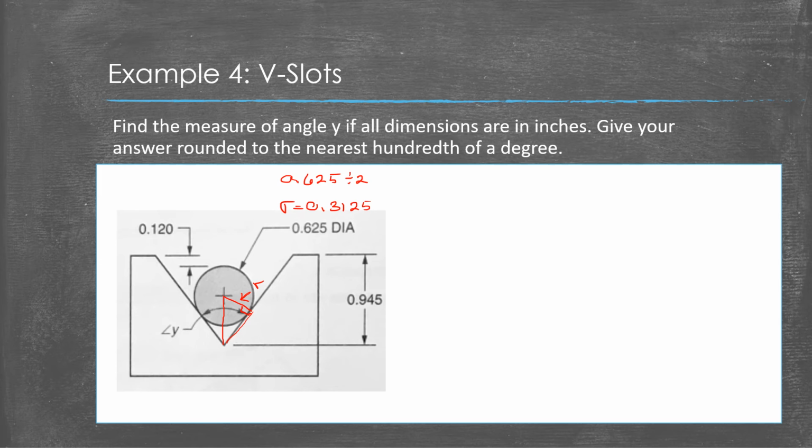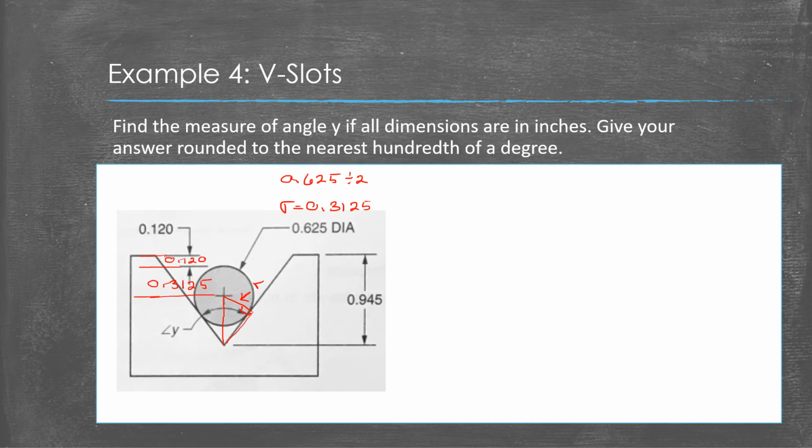Is there a way that we can calculate the length from the middle down to the bottom of the V? Well, it's actually not too bad a calculation. I'm going to extend these lines out. We know this distance here is 0.120. From the top of the circle down to the center is equal to a radius. So this is equal to 0.3125, and we know the height overall.